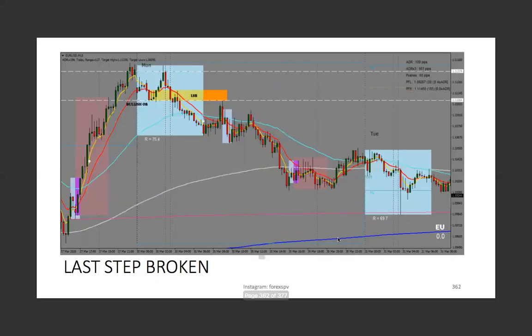We have the last step broken as the mitigation or the breaker block. So we had another block here, and we expected price to retrace to this point and continue up, but then it broke it and came for a retest again. So this is the last step broken.